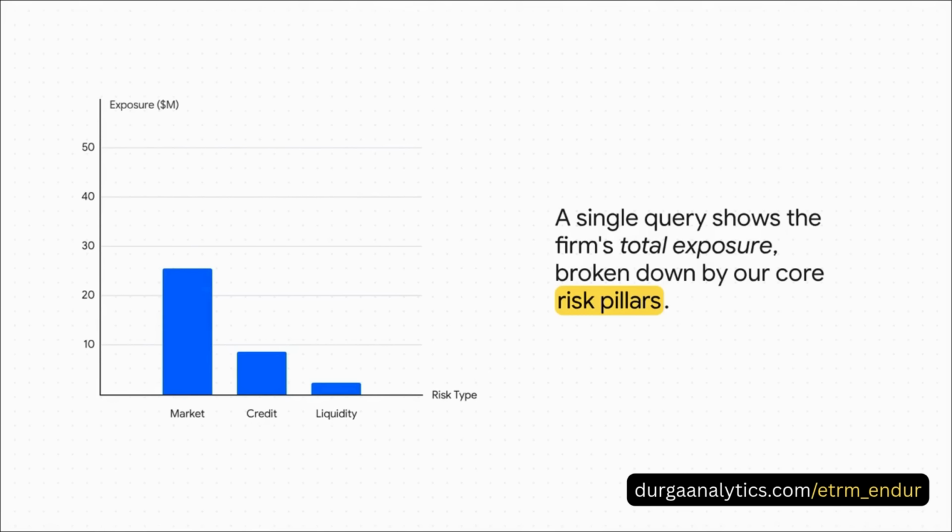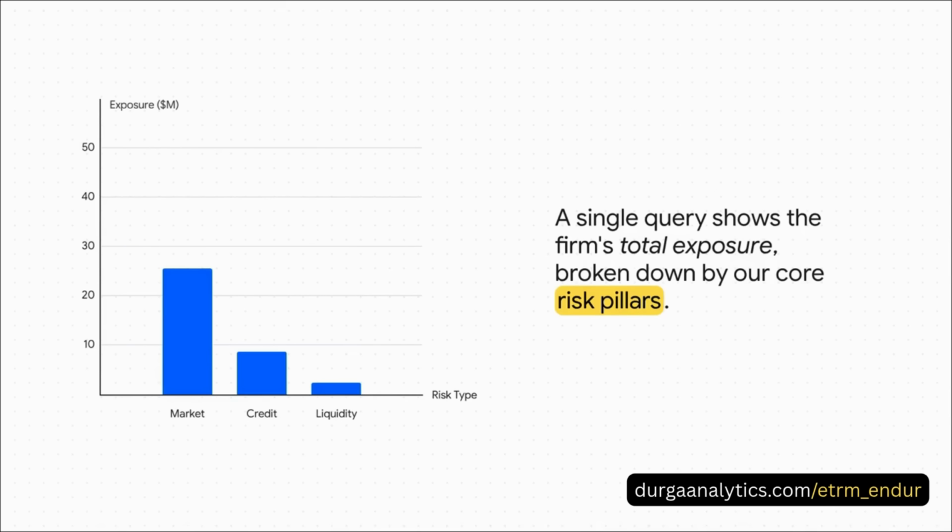And the result of all that aggregation is you can create incredibly powerful yet simple views like this one. With just one query, you can see your firm's total exposure neatly broken down by our risk pillars. In this case, you can tell in about 2 seconds that market risk is by far our biggest concern, followed by credit risk. For a chief risk officer, this kind of clarity is absolutely priceless.